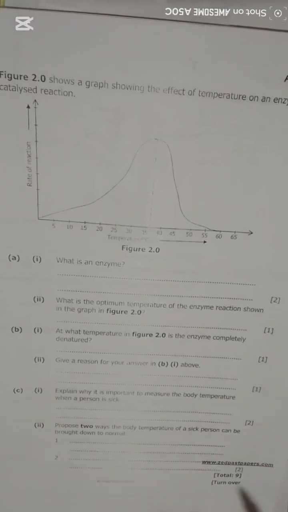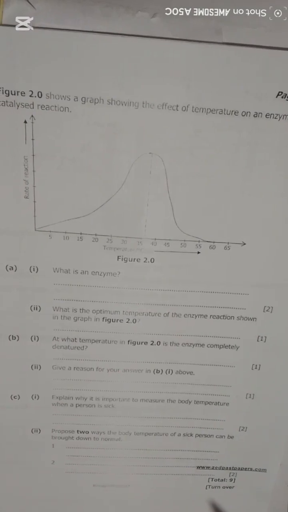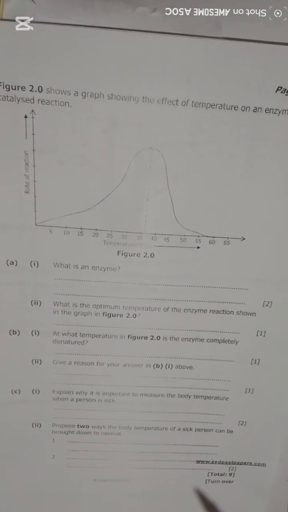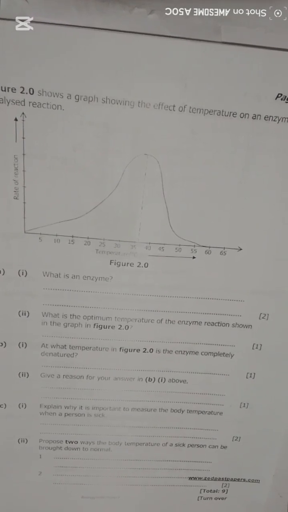You need to explain further in order for you to get the 2 marks. So we'll probably say an enzyme is a biological catalyst, and a catalyst is a substance that speeds up the rate of a chemical reaction and remains unchanged.